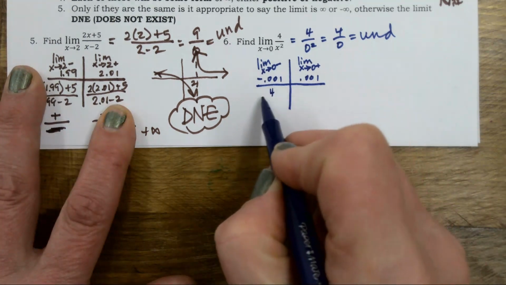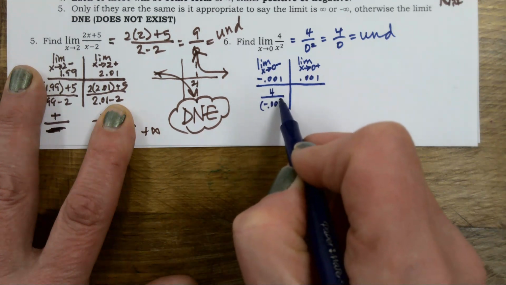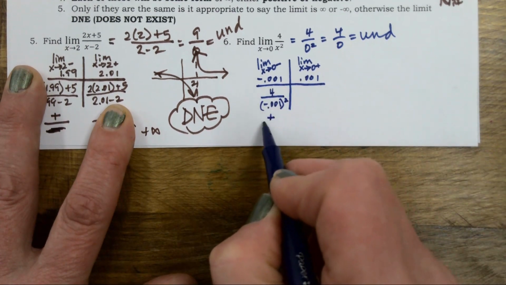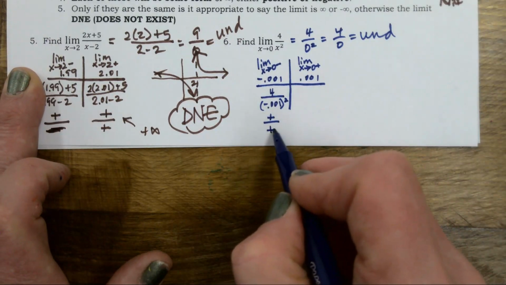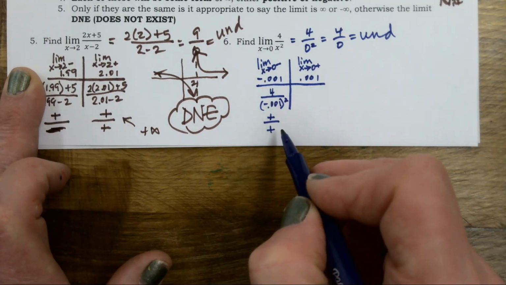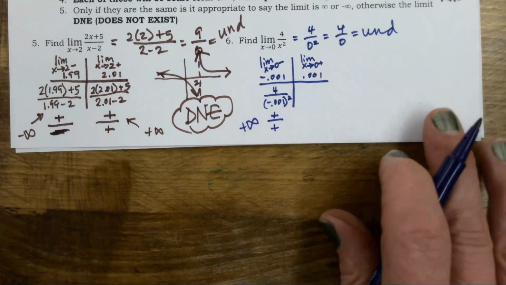I've got 4 over negative 0.001 squared. The top is positive no matter what. What happens when you square a negative? Positive. Positive divided by a positive is? So my direction over here on the left is positive infinity.